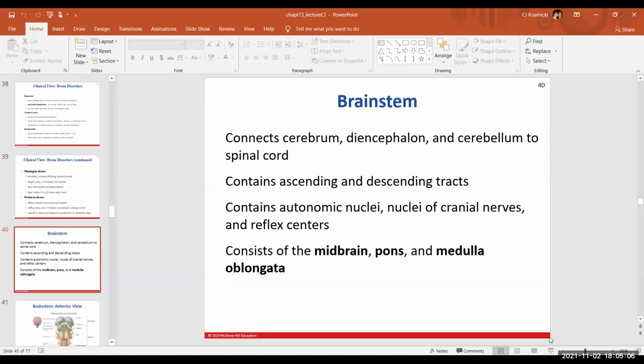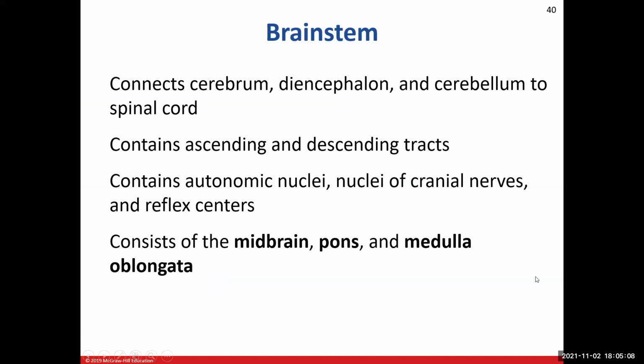Chapter 13, and we'll go over the third region of our brain, the brainstem.